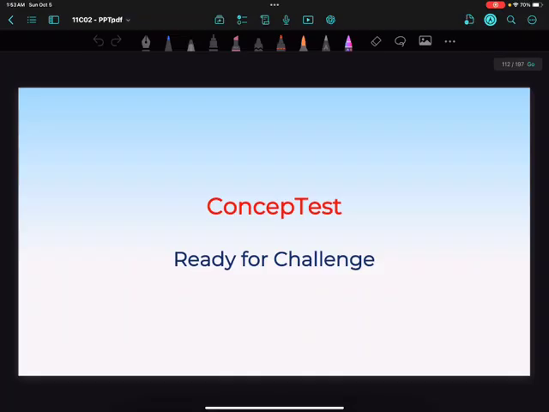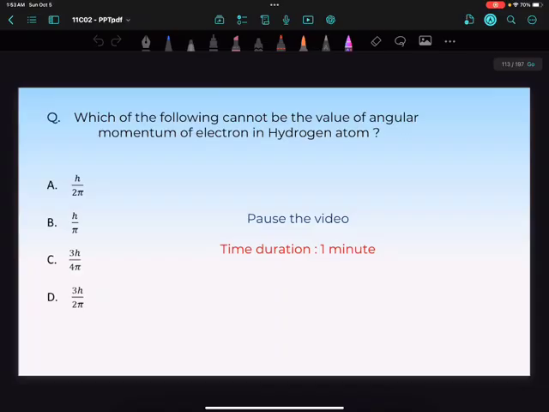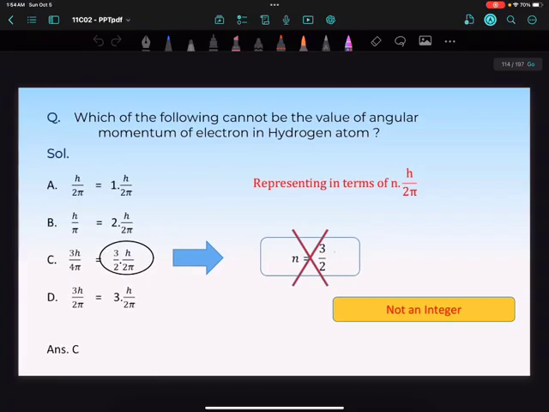Let's solve the question and get things clear. Here they have asked which of the following cannot be the value of the angular momentum of an electron in a hydrogen atom. First is nh by 2 pi, where n equals 1. Second is h by 2 pi, that is n equals 2. Third is nh by 4 pi, that is 3 by 2. And fourth they have given 3 by 2.